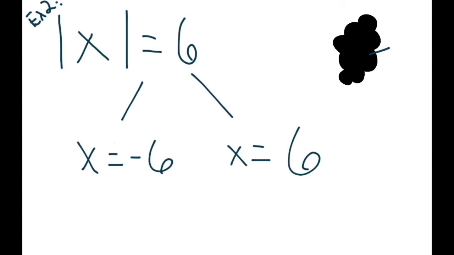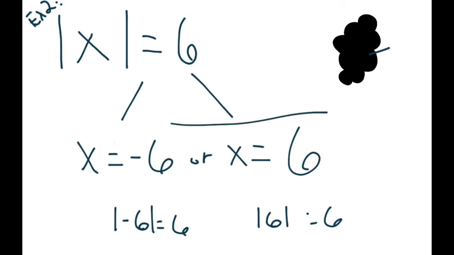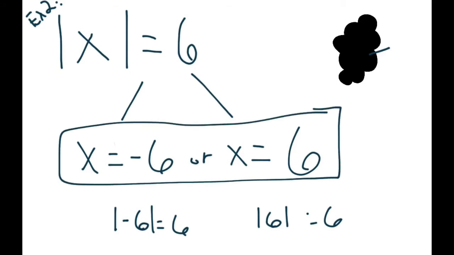If you put negative 6 back in, the absolute value of negative 6, you should be like, oh, that's positive 6. Put in a positive 6, the absolute value of positive 6 is positive 6. These both work. So x can either be negative 6 or positive 6. We got two answers here. With absolute value, we're usually going to have two answers on a lot of these.